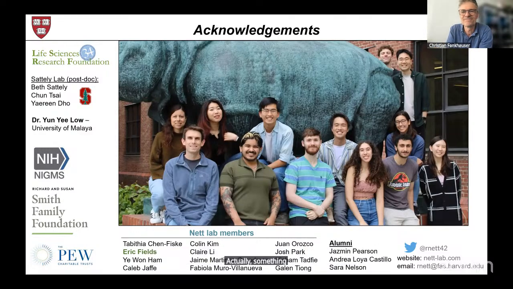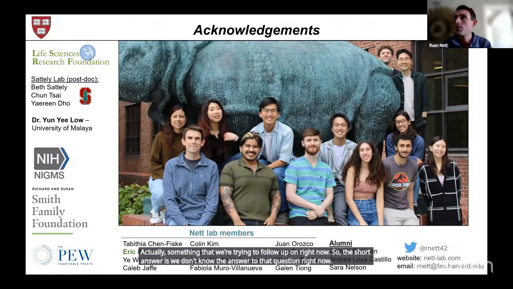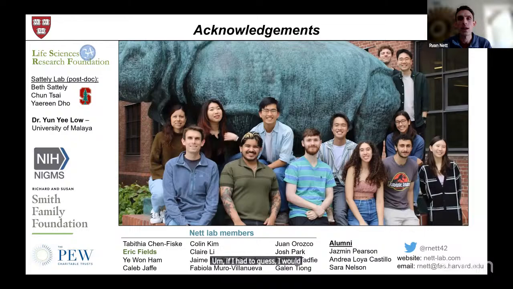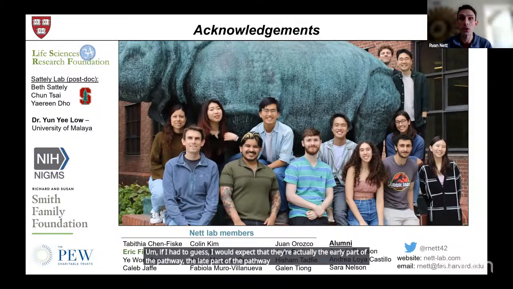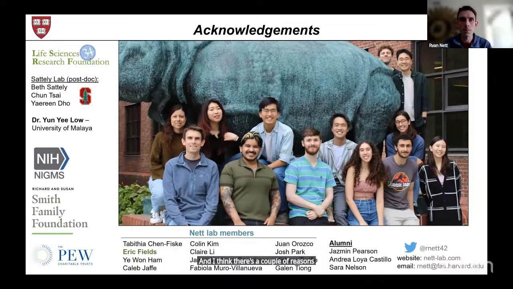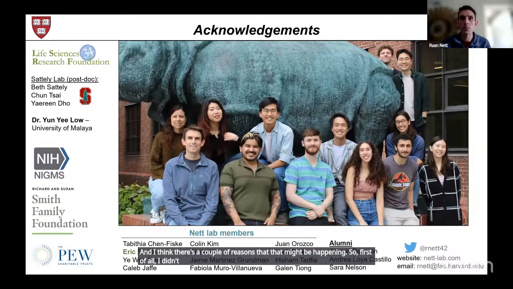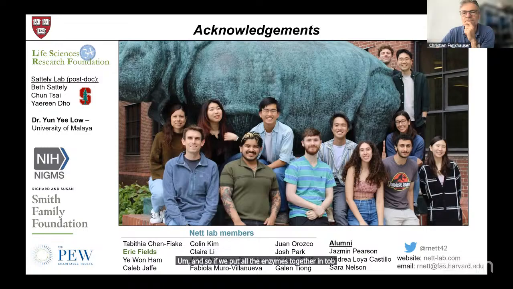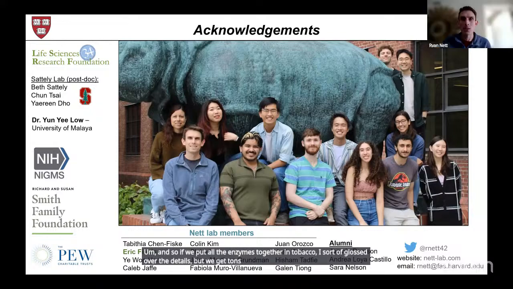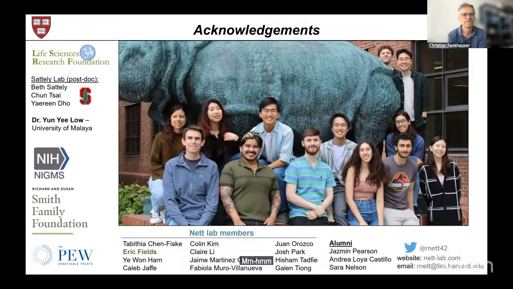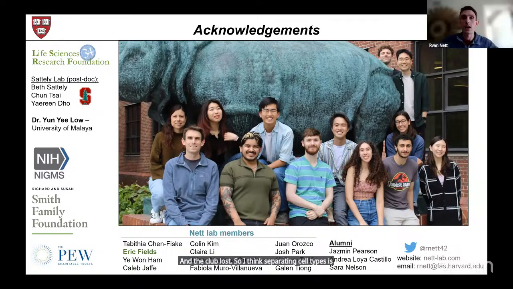Actually something that we're trying to follow up on right now. So the short answer is we don't know the answer to that question right now. If I had to guess, I would expect that the early part of the pathway and the late part of the pathway are occurring in different cell types. And I think there's a couple of reasons that that might be happening. First of all, I didn't really touch on this, but those early biosynthetic transformations produce intermediates that are extremely reactive. And so if we put all the enzymes together in tobacco, I sort of gloss over the details, but we get tons of other non-specific products because we're mixing molecules that I think are not normally mixing in the club moss. So I think separating cell types is a very effective way to keep reactive intermediates away from each other.